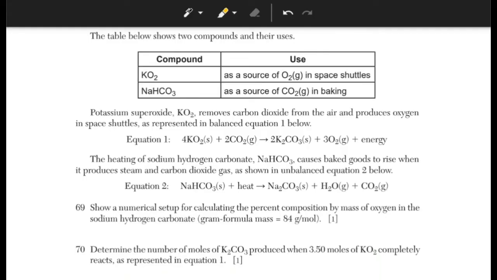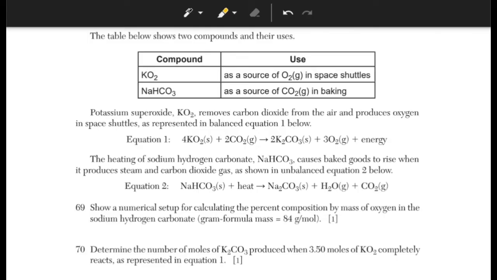Potassium superoxide removes carbon dioxide from the air and produces oxygen in space shuttles, as represented in equation 1 below. The heating of sodium hydrogen carbonate causes baked goods to rise when it produces steam and carbon dioxide gas, shown in equation 2 below. Show a numerical setup for calculating the percent composition by mass of oxygen in the sodium hydrogen carbonate. The gram formula mass is 84 grams per mole.